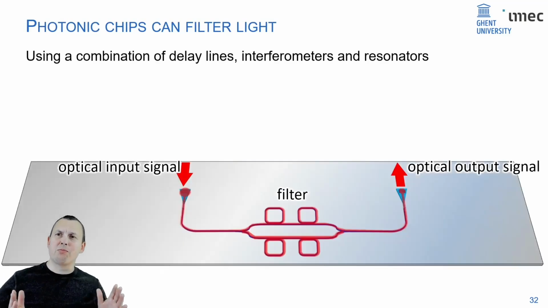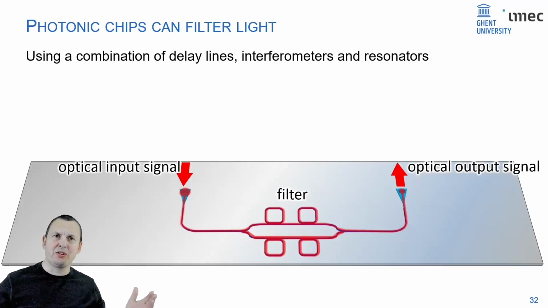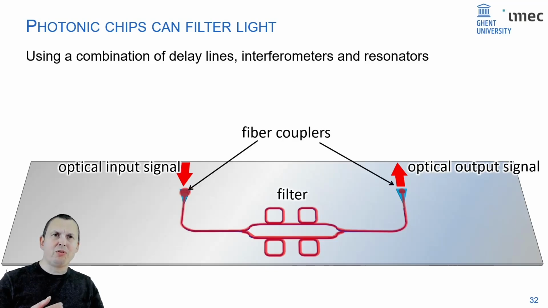I make it as simple as possible. You basically have an optical filter. Your light comes in, it gets filtered, your light goes out. That's a very, very simple function. You can input with fiber couplers or grating couplers, you can do that with edge couplers. The details of the components don't matter that much. The point is that this chip would process an optical signal.